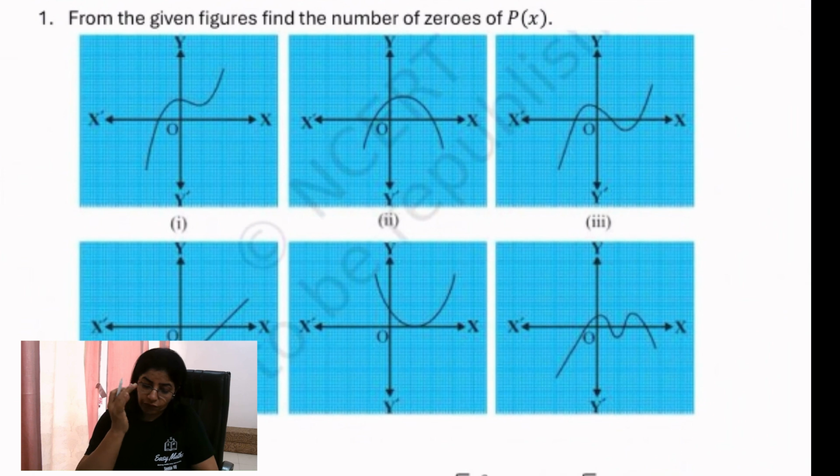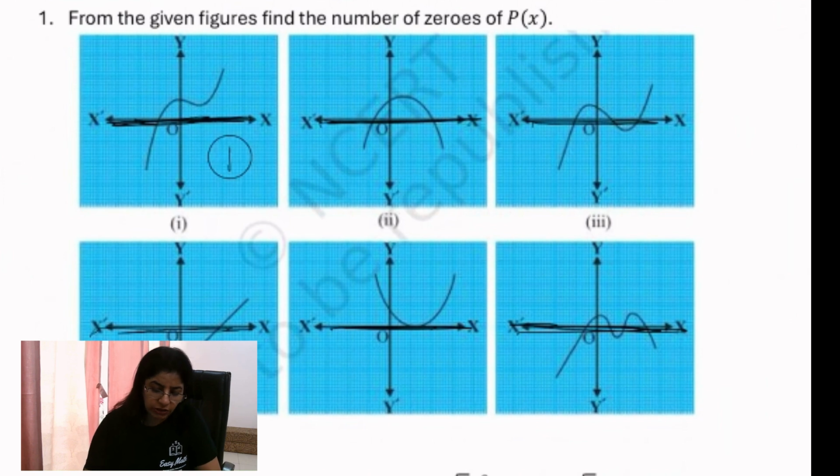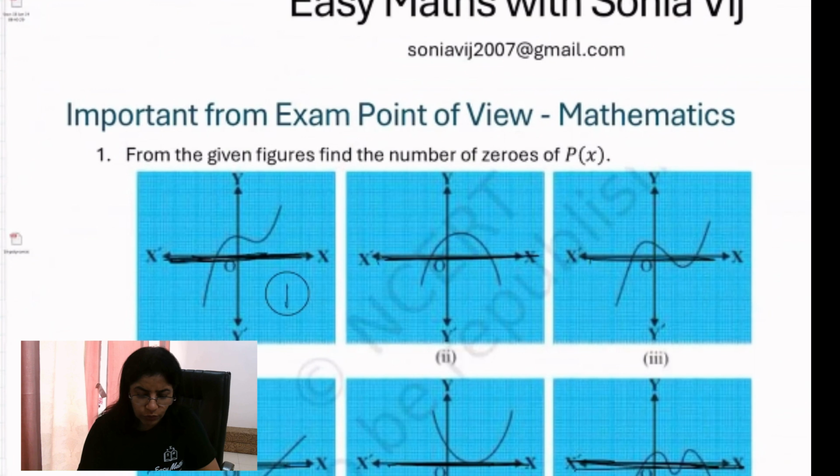Now, be very careful. We are talking about the zeros of the polynomial at the point where it cuts the x-axis. Only our focus will be x-axis. Remember that in all these lines, we will not see the y-axis at all. So that's what confuses the children. Here the zero will be 1, and in case they ask you about the value, you can also say the value will be minus 2 and 0.